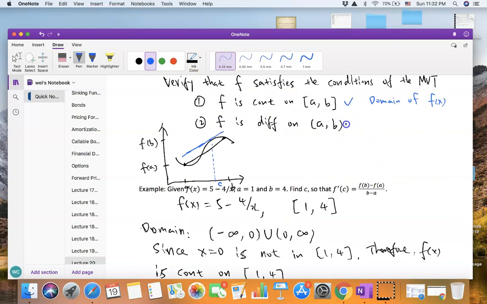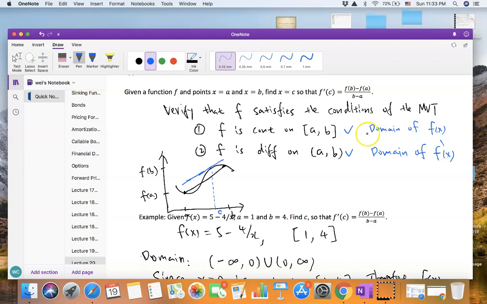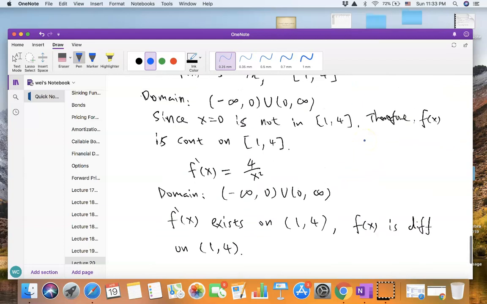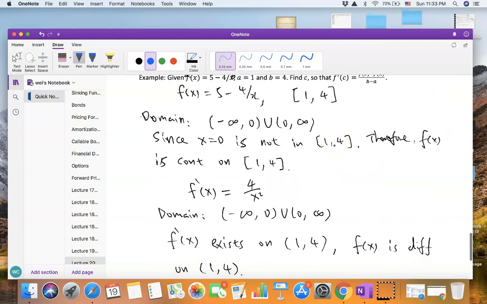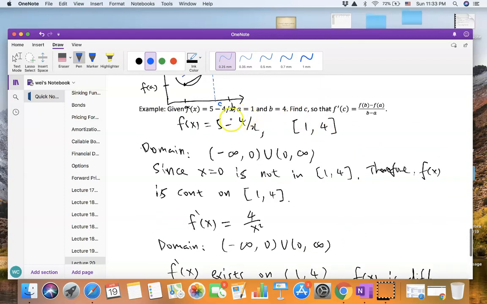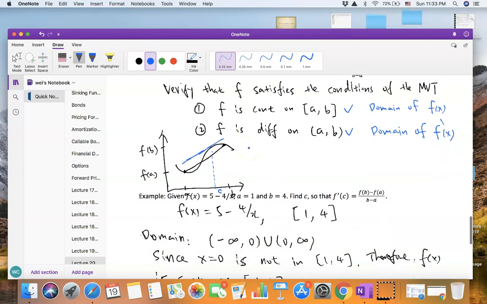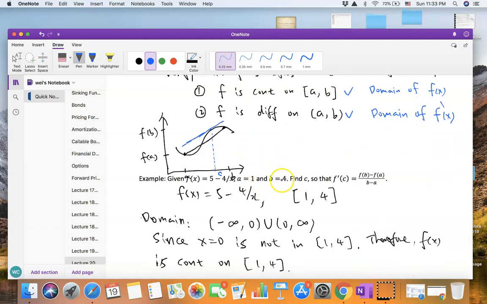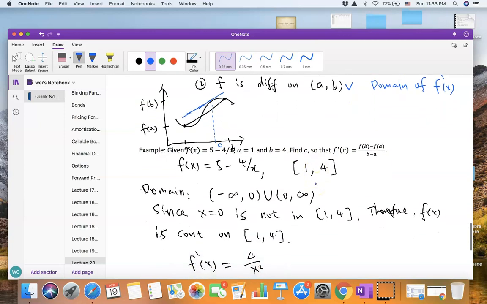So to check the second condition, we consider the domain of the derivative function. This is how we do it if we are not given the graph. Now, after we finish this, we can see that yes, the function satisfies these two conditions. So, according to the mean value theorem, we can find this number c. Now, how do you find this number c?